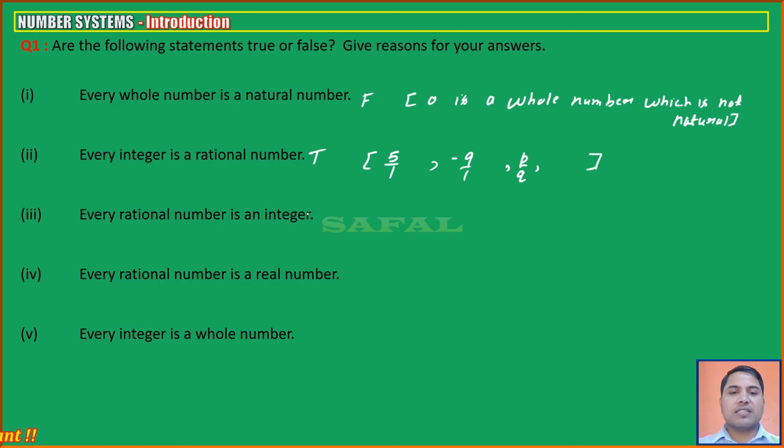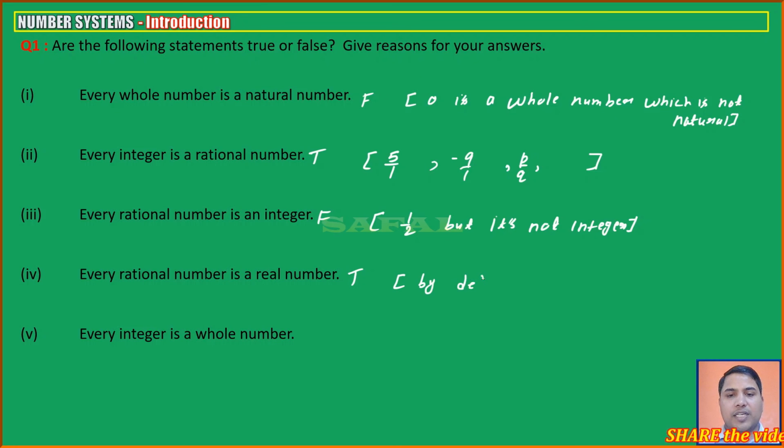Every rational number is an integer? No. Why is every rational number not an integer? For example, if I am writing the number 1 by 2, it's a rational number because it is in the form p by q, but it is not an integer. So this is a false statement. Every rational number is a real number. Now while defining only, we saw that real numbers are a collection of rational numbers and irrational numbers. So of course every rational number will be a real number. So you are getting this by definition itself.